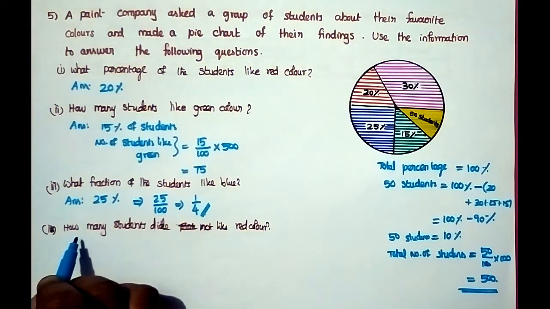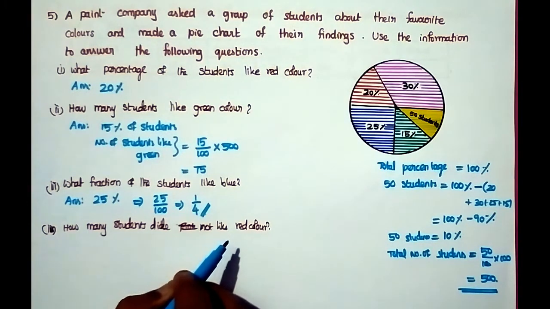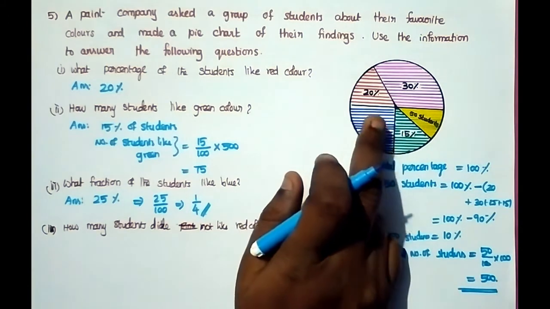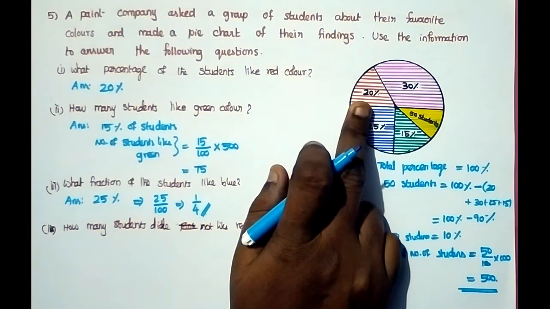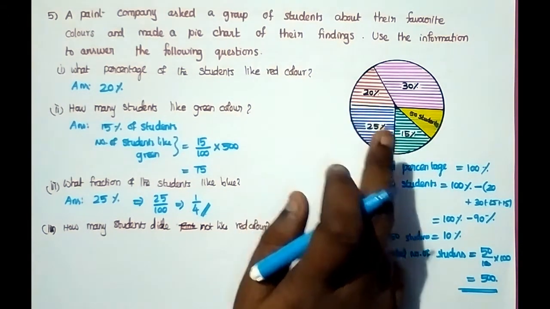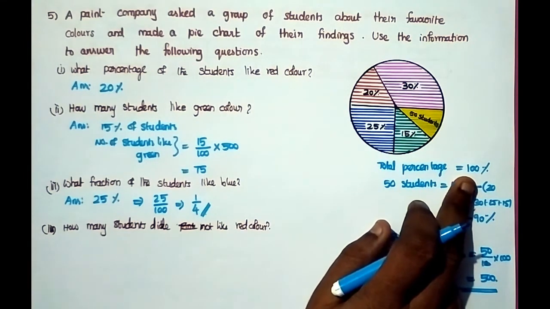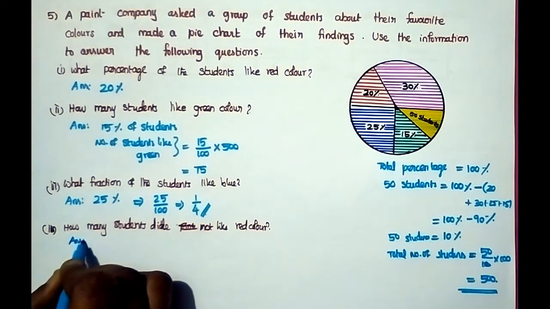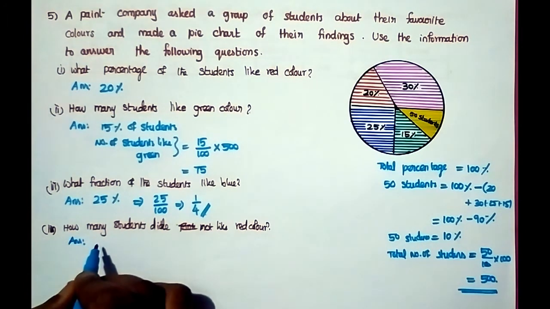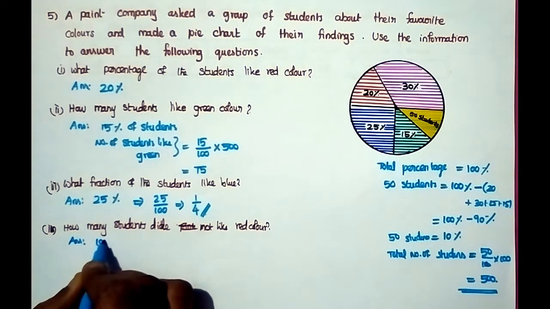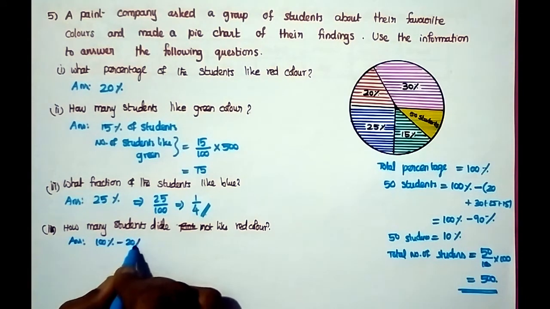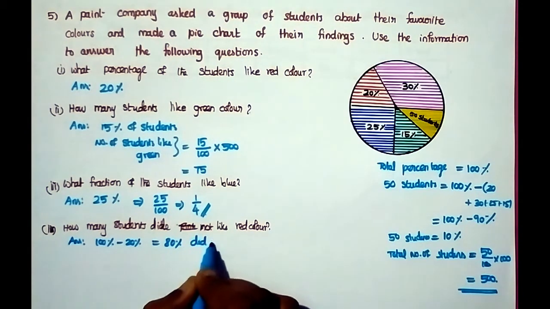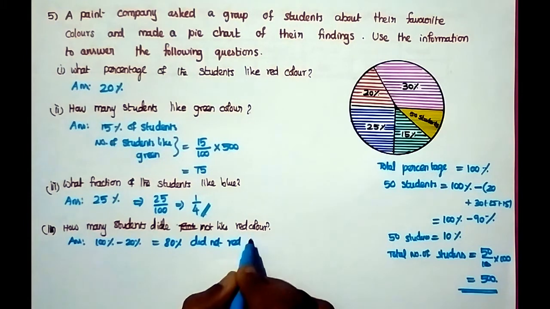Fourth question, how many students did not like red color? Percentage of students who like red color is 20 percent. So the total percentage is 100. From that we have to subtract that 20 percent, which means 80 percent. 100 minus 20 equals 80 percent did not like red color.